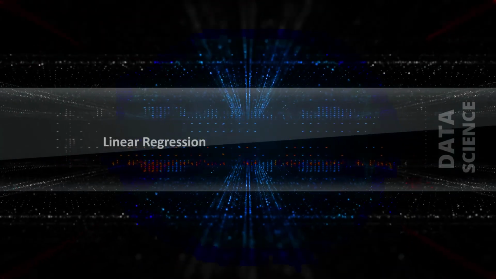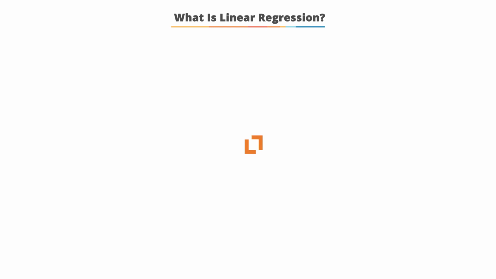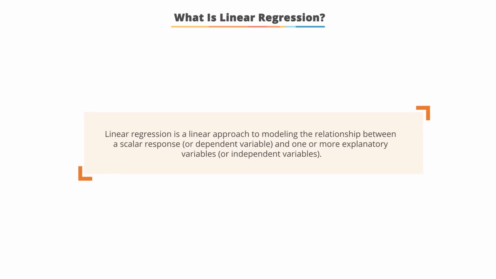Linear regression. What is linear regression? Well, linear regression is a linear approach to modeling the relationship between a scalar response, or dependent variable, and one or more explanatory variables, or independent variables. Always remember that x, those independent variables, is trying to predict y, the dependent variable.